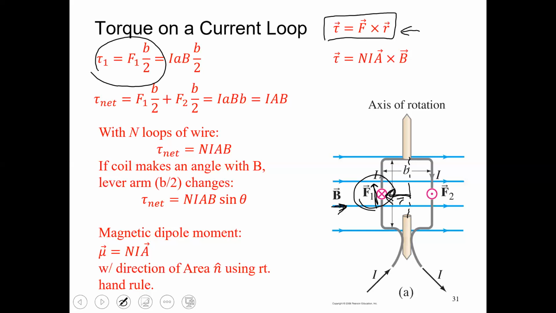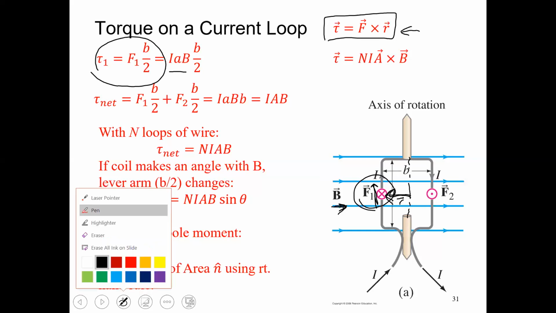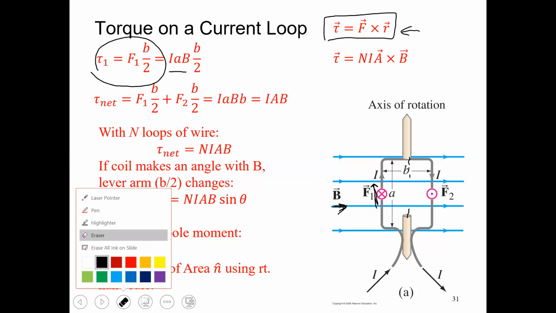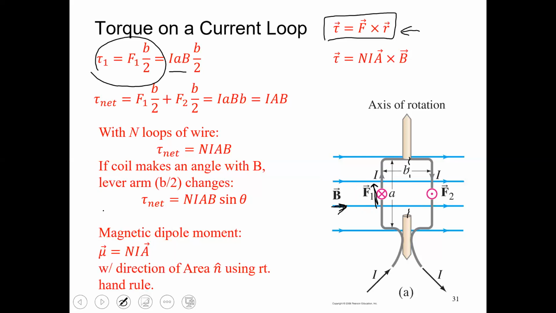So the force, since we're at right angles again, becomes this really simple I times A times B. That just has to do with the length of current that's in the magnetic field, which is, I've drawn all over it, let's erase it for a second, this length A here. And then times B, the strength of our magnetic field. So force times our lever arm. Now we've got 2 sides.